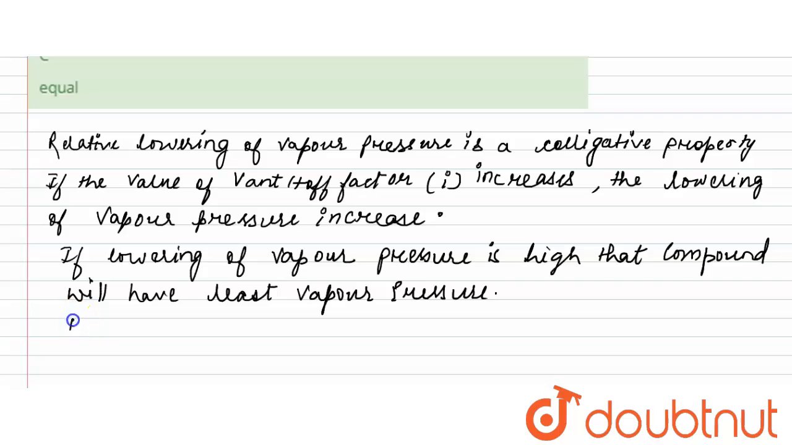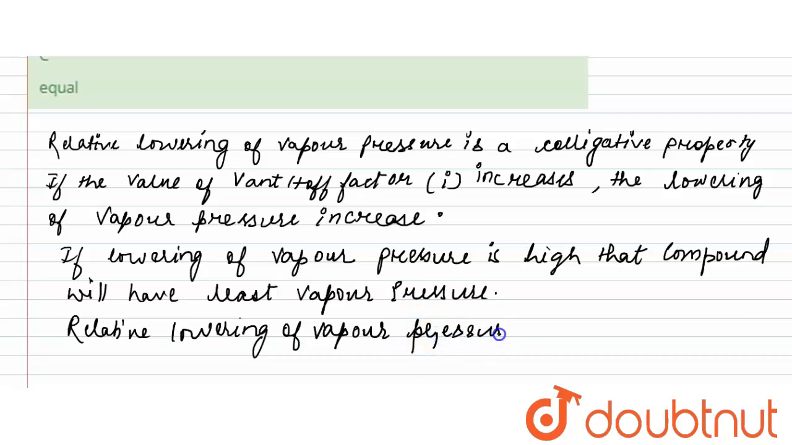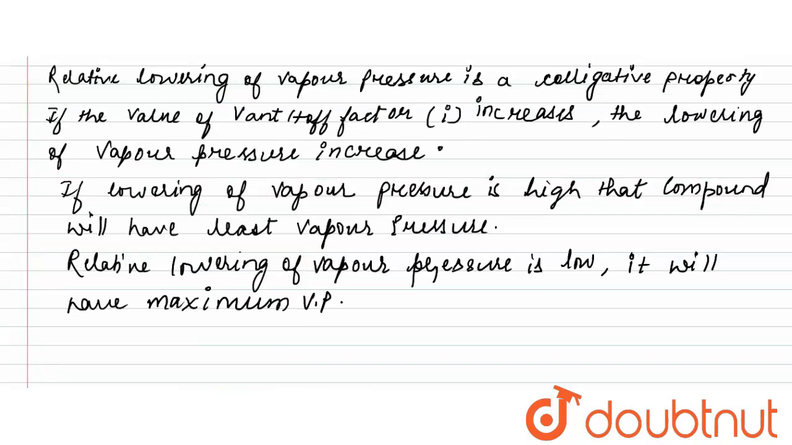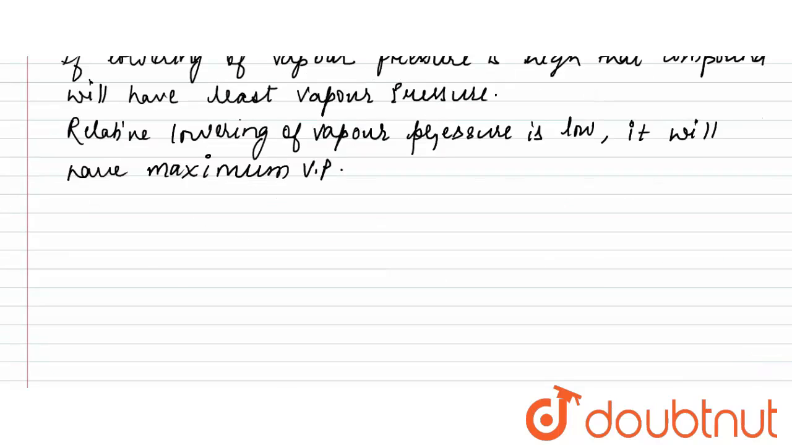Means if the relative lowering of vapor pressure is low, it will have maximum vapor pressure. Now let's see what is the value of Van't Hoff factor i in all the cases. In the first case, what was given? Sucrose. So for sucrose, since it is a non-electrolyte, the value of Van't Hoff factor is 1.